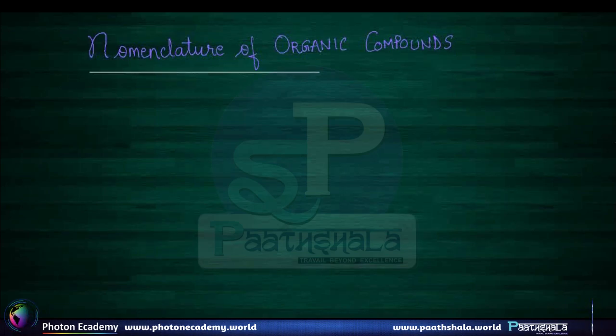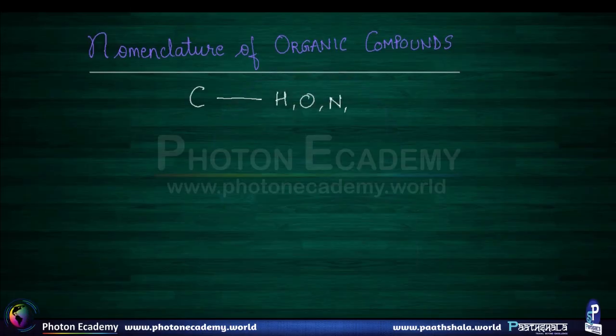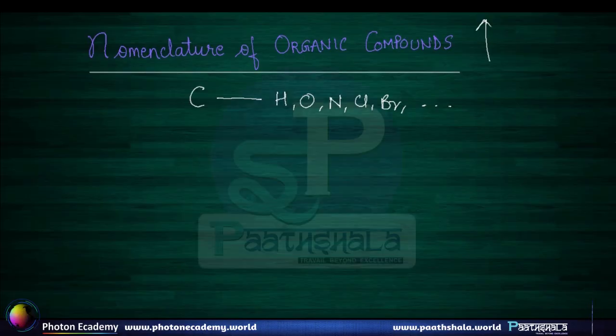Nomenclature of organic compounds. Organic compounds are chemical compounds having one or more carbon atoms covalently bonded to atoms such as hydrogen, oxygen, nitrogen, chlorine, bromine, etc. These organic compounds have a specific set of rules to name them because of their huge abundance in nature. They have some unique and remarkable properties which allow them to exist in such great quantity in our environment.